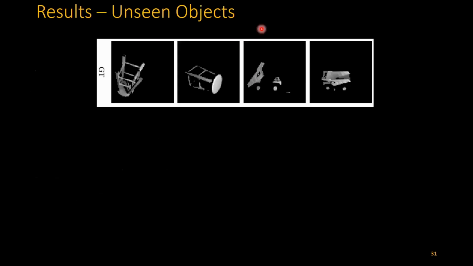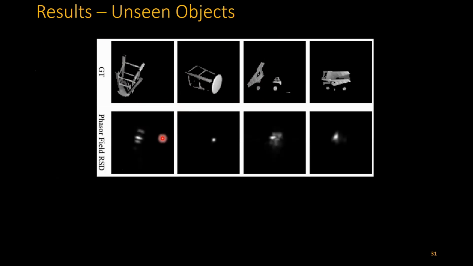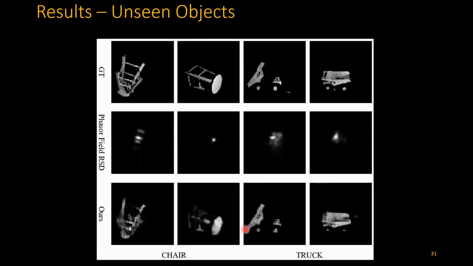But actually, these are objects now that the network hasn't seen. The network hasn't seen this toy truck or any other toy that looks similar to this. It also hasn't seen this chair. It only has seen the numbers and stuffed toys and things like that I showed before. And you can see, again, our normal phasor field RSD algorithm really doesn't see much for these. But the network does really well, right?